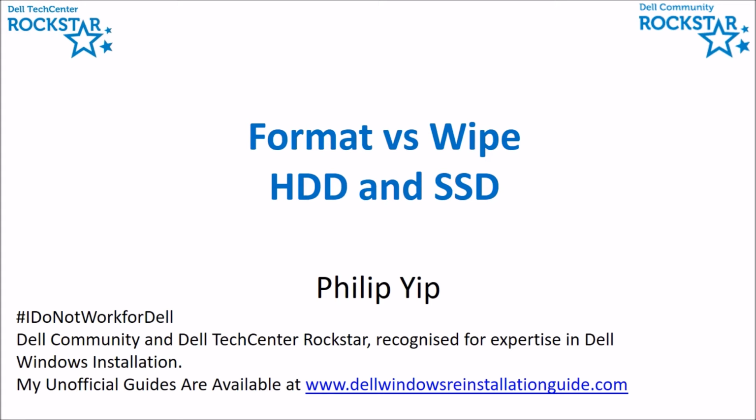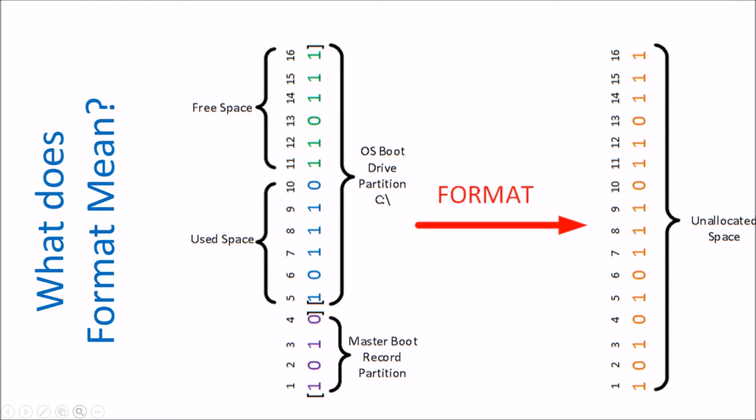So, I'm going to discuss the difference between a format and a wipe, and I'm going to discuss this with regards to both a hard drive and a solid state drive. So let's use this very basic schematic. We've got a 16-bit hard drive to the left.